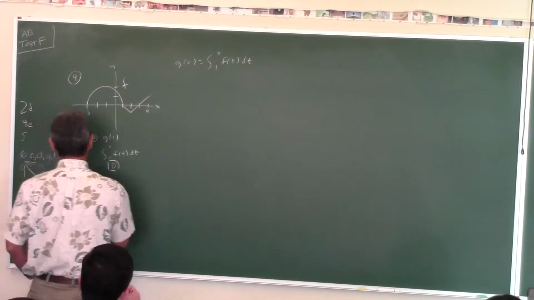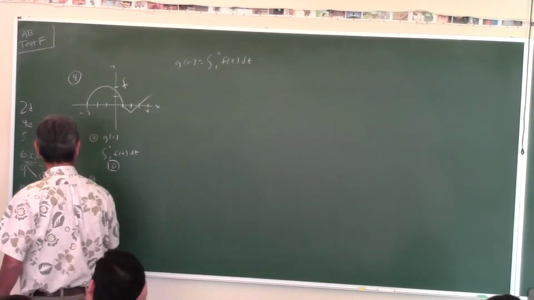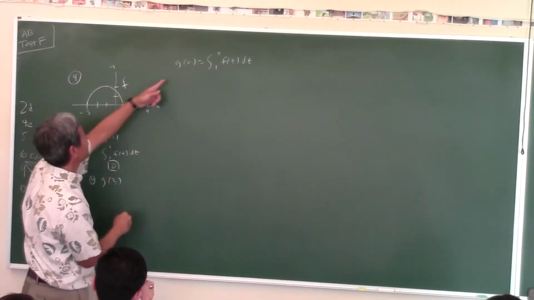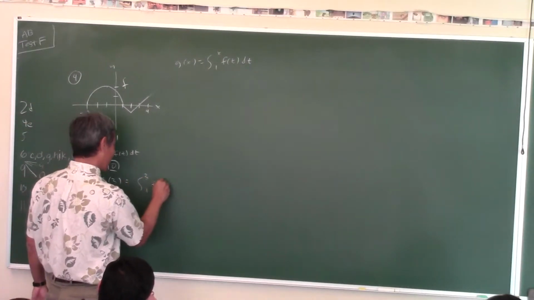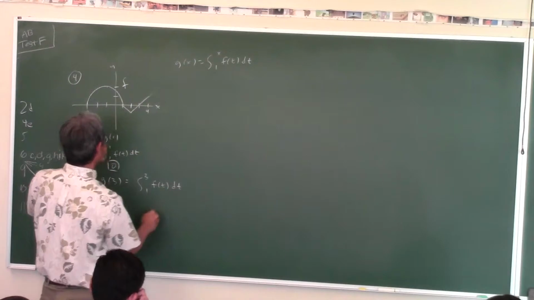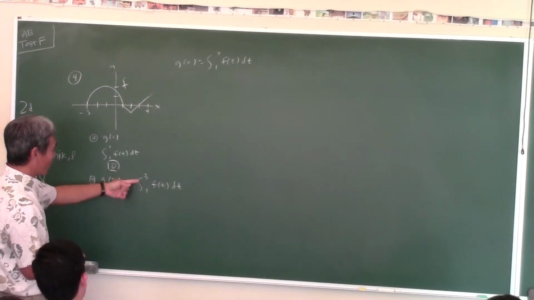Okay, let's just continue. B, compute g of 3. So all you have to do now is plug in 3 for x. So 1 to 3 of f of t dt. So if this is the graph of f, what does the integral from 1 to 3 tell you?